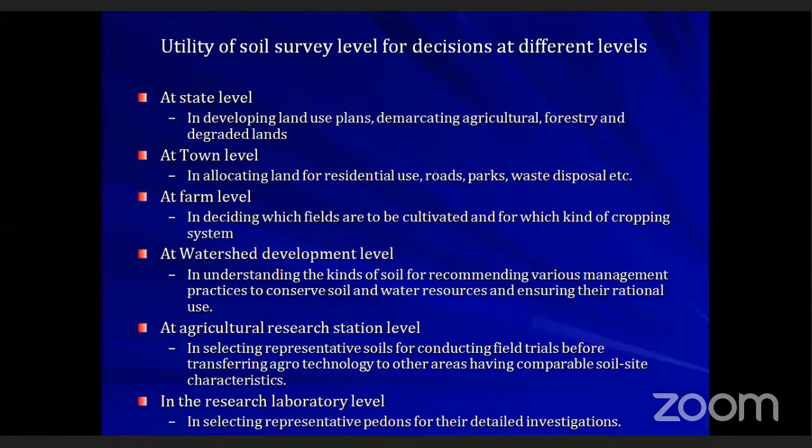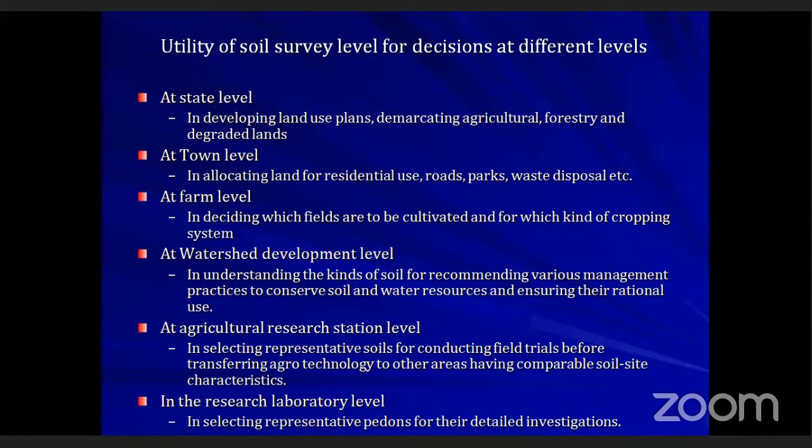Students, any particular soil should be represented. Wherever the research station is, that research station should have all kinds of soil series of that particular area. The best example is Tamil Nadu, as a representation. The research station should represent the entire area of that particular soil. So for that also we need proper soil management or soil survey.